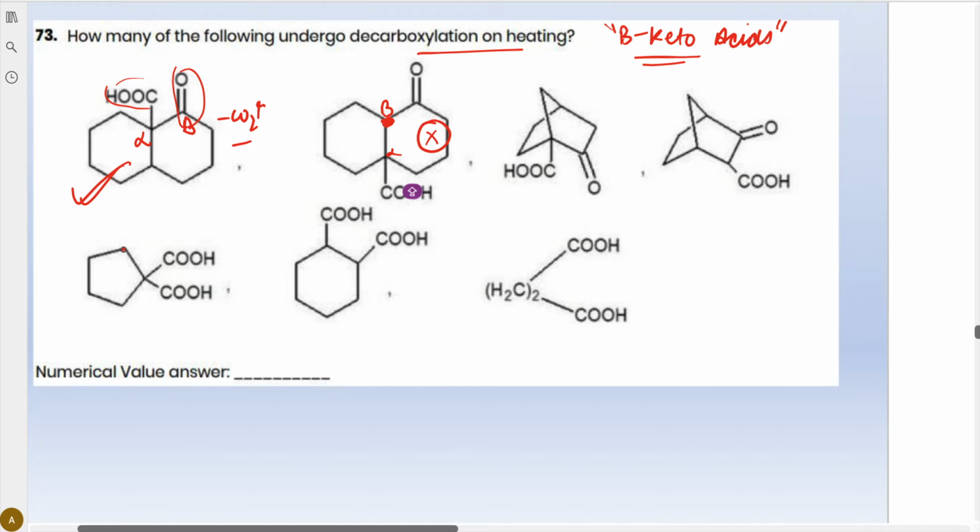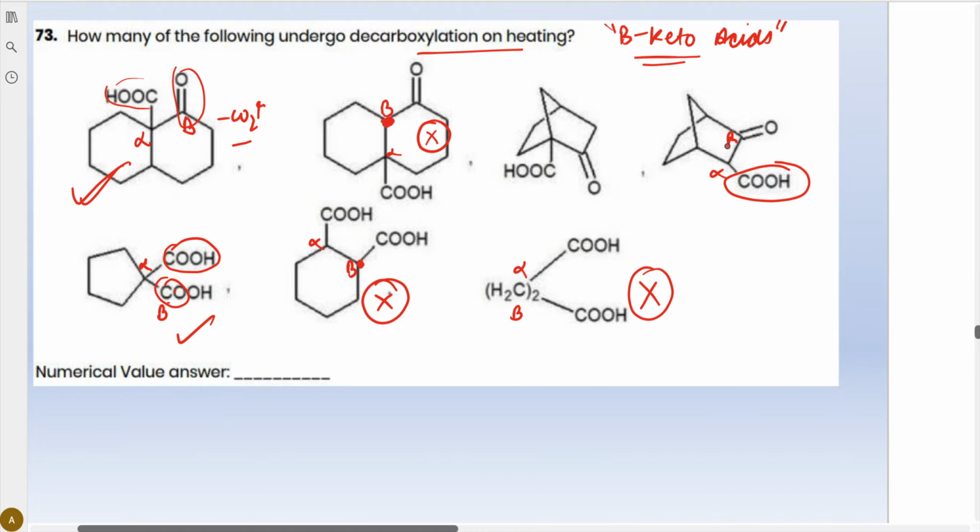This one, check, COOH: here it is alpha position, here you have beta, and at beta you have CO, so this one will also undergo. And here also check, this is alpha, beta, and at beta you don't have CO, so this one will not undergo decarboxylation. And here also there are only 2 carbons, alpha and beta, so it won't undergo. This also: this is carboxylic acid, this is alpha, beta, and at beta you have CO, so this also will undergo decarboxylation. This one, try to see, this is alpha, beta, and at beta you have a ketone, but this one will not undergo decarboxylation.